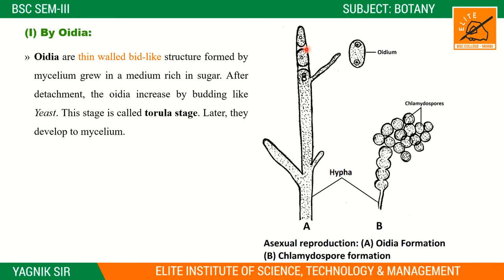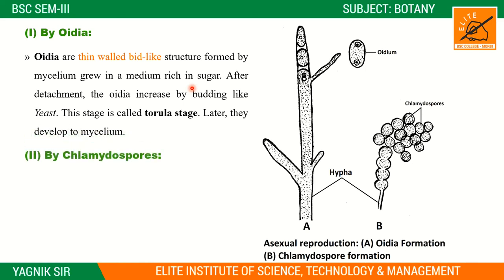And when these oidia mature, after maturation the oidia are detached and liberated from the mother plant. So this is the hypha attached to the mycelium, and these oidia develop on this mycelium. But there is only one condition: a very rich sugar level. Otherwise this oidium structure is not developed in the Mucor mycelium.